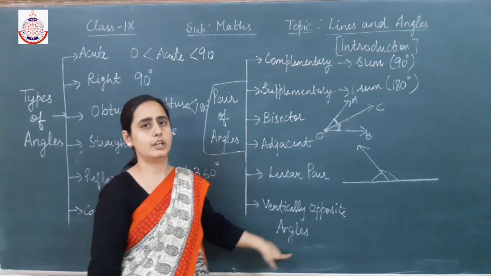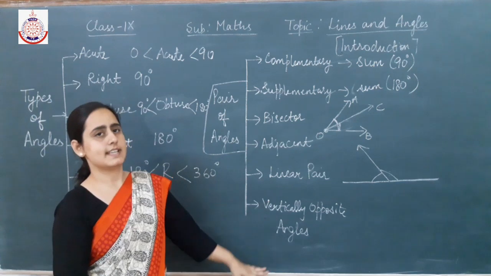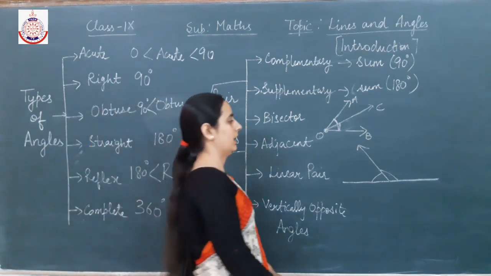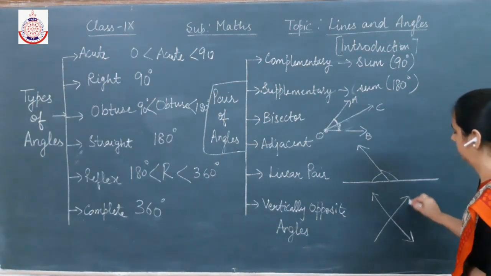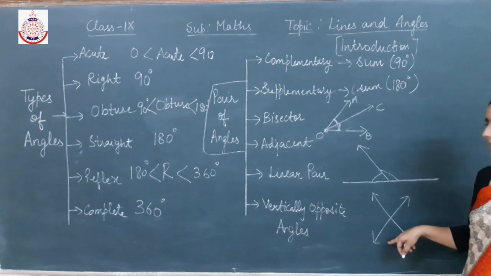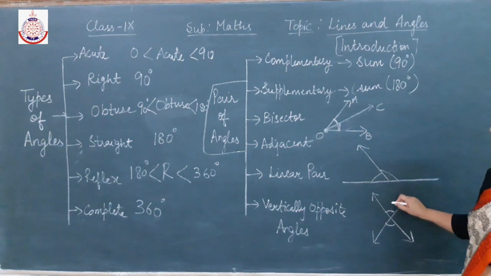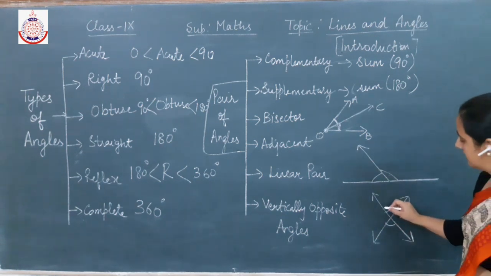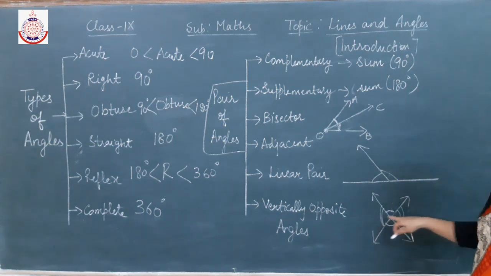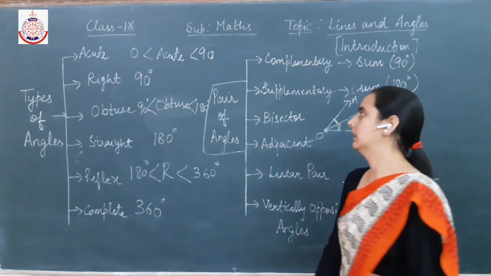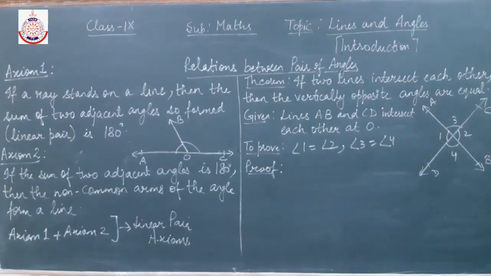Next we have vertically opposite angles. These kinds of angles exist in the case of intersecting lines, generally where some kind of cross is formed. You can see here. These are intersecting lines. So I can say this angle is equal to this angle. These are called vertically opposite angles. Similarly, this angle will be equal to this angle, again by vertically opposite angles. So this was about types of angles and pairs of angles.